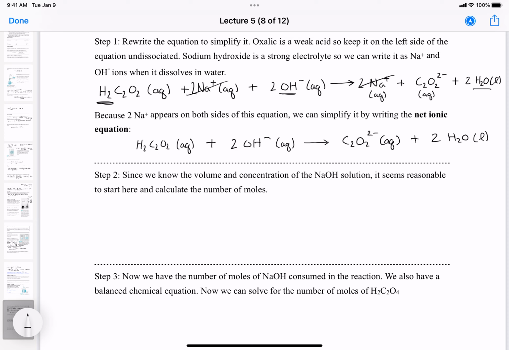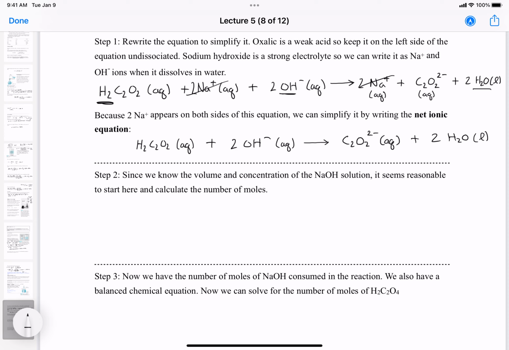Okay, so let's pick up where we left off. We wrote the net ionic equation, so now we have the simplified equation. We can now use stoichiometry to determine how many moles of oxalic acid were originally in solution.